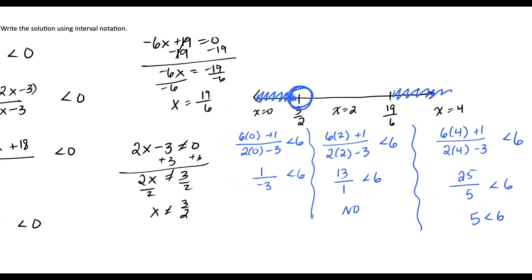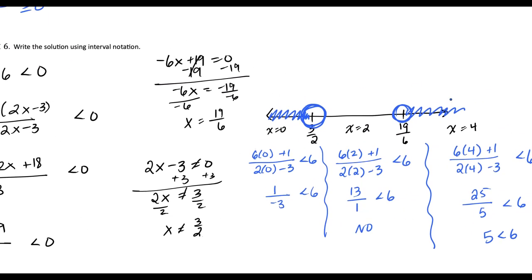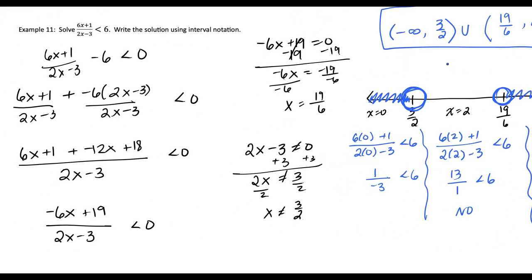Okay. So now I'm going to go back and know that because it was only a less than, I'm going to use open circles or parentheses on both of those important numbers. So our answer in interval notation would be negative infinity to 3/2 with a parenthesis, and then also the section from 19/6 to infinity. And that ends example 11.